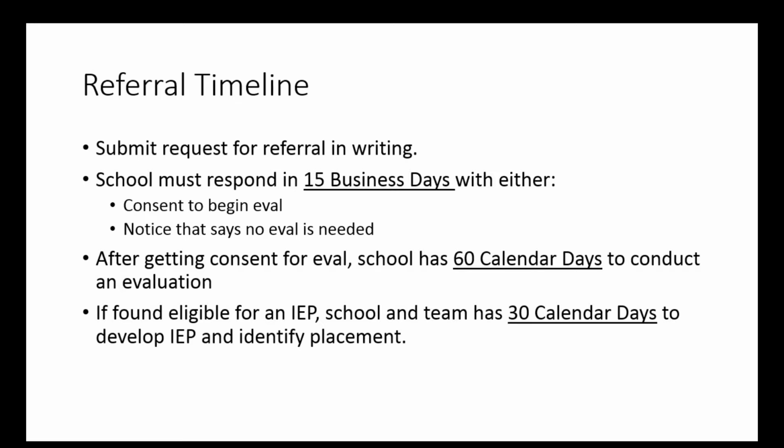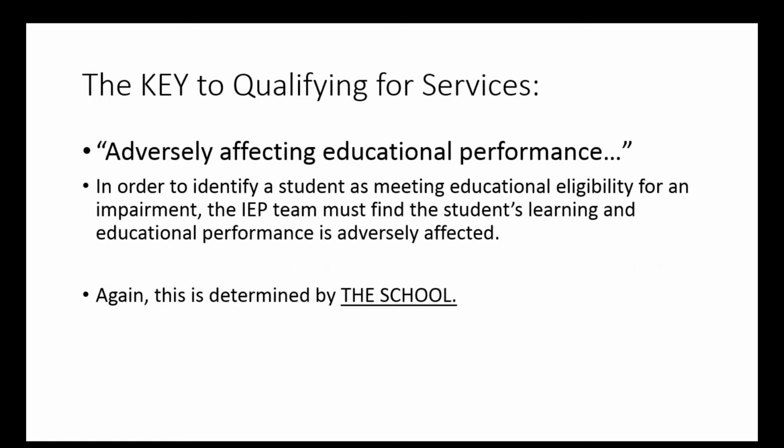So like I said, by having the written request, it starts the clock and gets services moving. A school must respond within 15 business days once that request is made. And then the school has 60 calendar days to conduct the evaluation, and if the student is found eligible for an IEP, they have 30 calendar days to develop an IEP. You don't need to keep track of all of those numbers, but I just want to drive home the point that there is a clock and that schools are legally required to follow through in a timely manner with getting services set up.